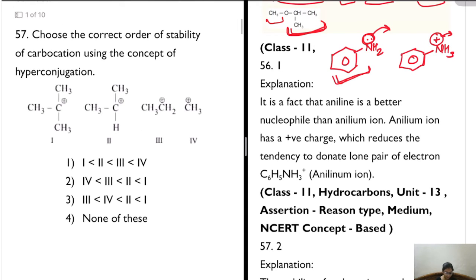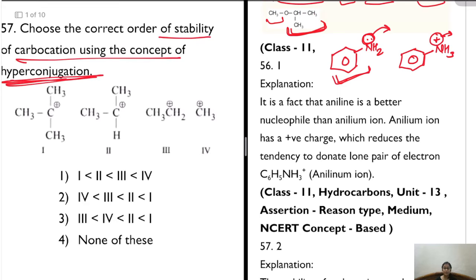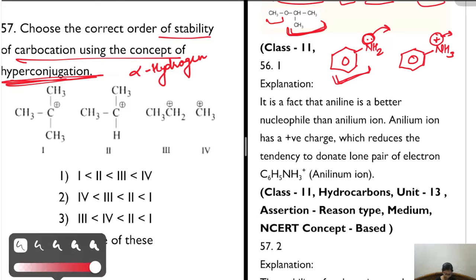Now what we have to do is choose the correct order of stability of carbocation using the concept of hyperconjugation. What do we see in hyperconjugation? That the carbocation has how many alpha hydrogens? Okay, the number of alpha hydrogens will be seen, just a second.